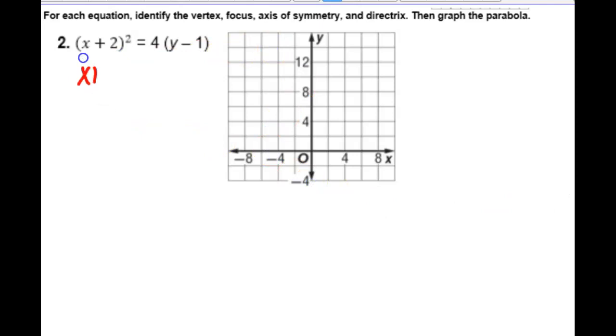All right, this time it's x minus, I didn't write it right, x minus what? h squared equals 4p times y minus k. Haley, tell me something.